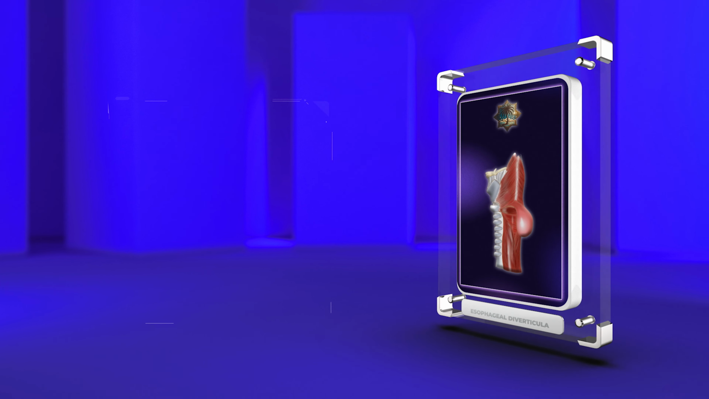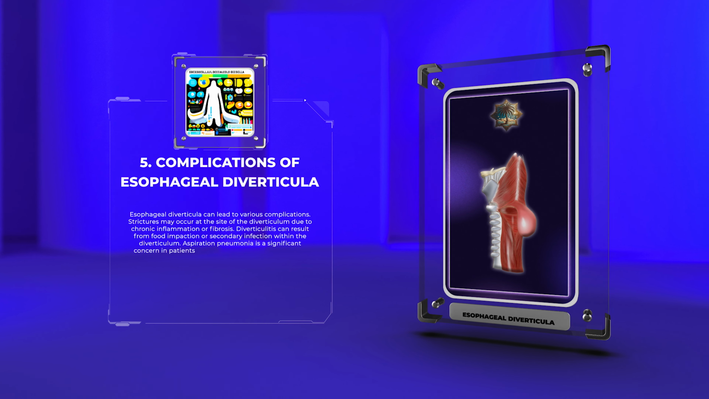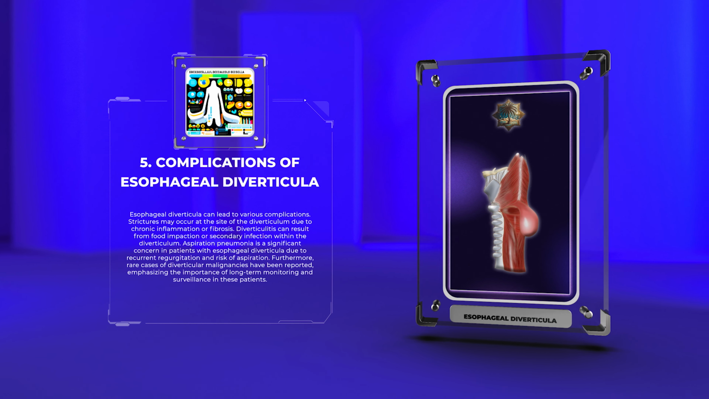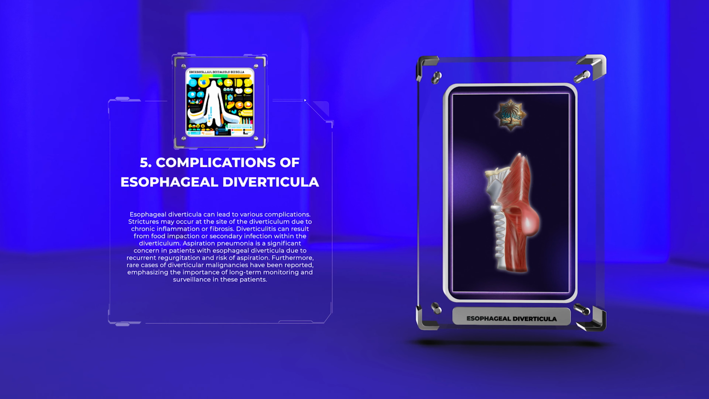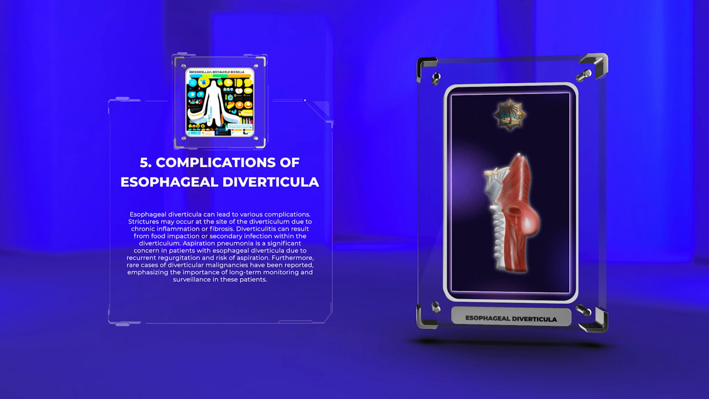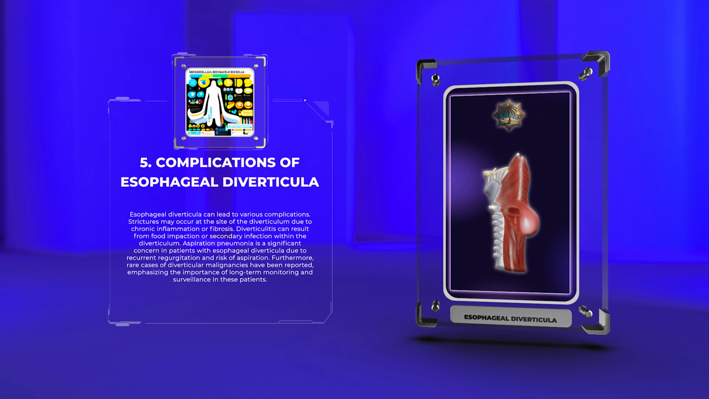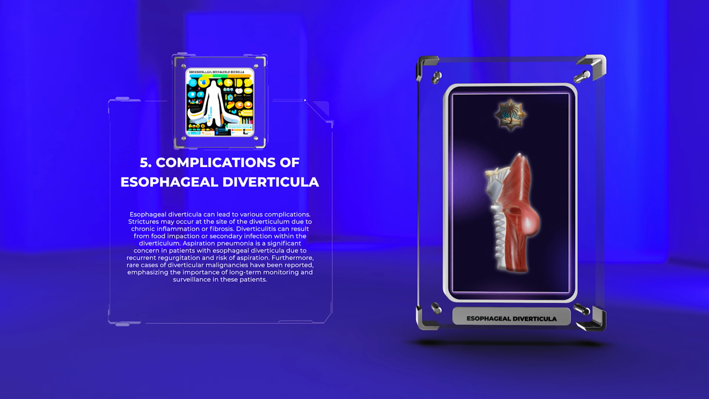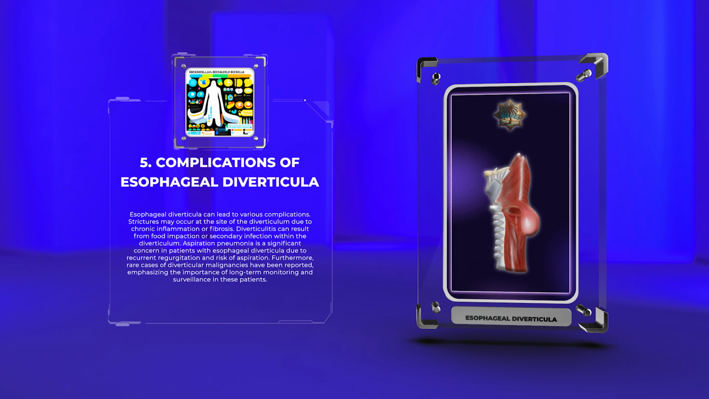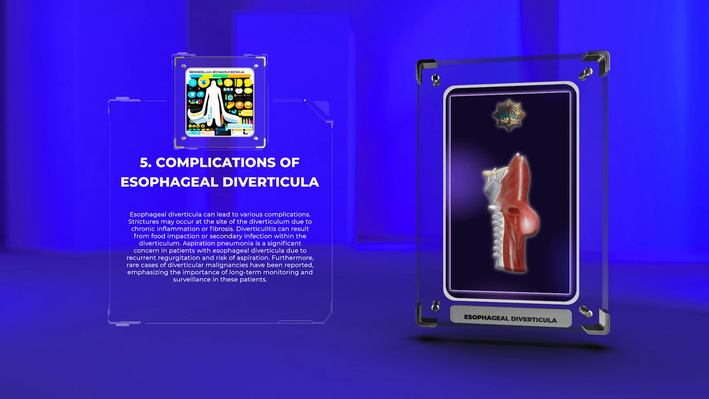Esophageal diverticula can lead to various complications. Strictures may occur at the site of the diverticulum due to chronic inflammation or fibrosis. Diverticulitis can result from food impaction or secondary infection within the diverticulum. Aspiration pneumonia is a significant concern in patients with esophageal diverticula due to recurrent regurgitation and risk of aspiration. Furthermore, rare cases of diverticular malignancies have been reported, emphasizing the importance of long-term monitoring and surveillance in these patients.